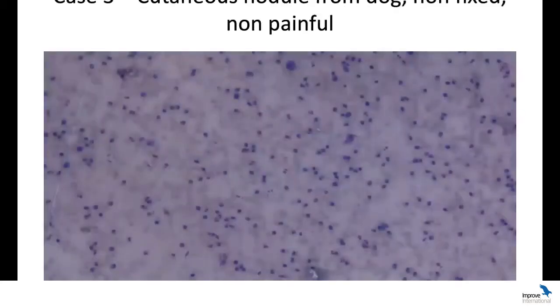Okay, so case number 3 was a cutaneous nodule from a dog. It was not fixed and it was non-painful. And this case was selected on purpose because of its uneven distribution. So in the majority of the smears, we had cells that were seen isolated and discrete in a background of blood, so we could see that type of arrangement of the cells.